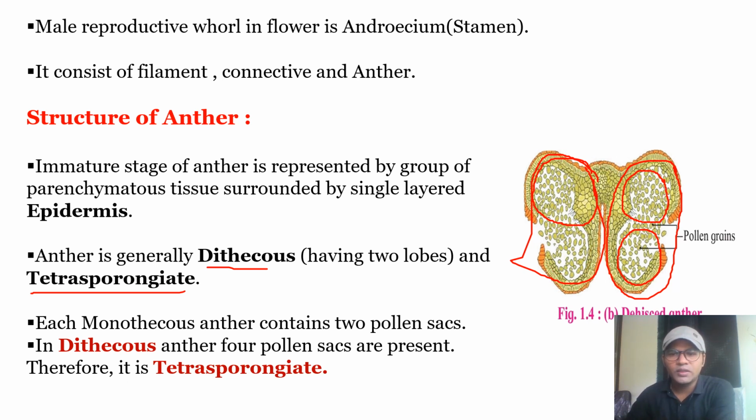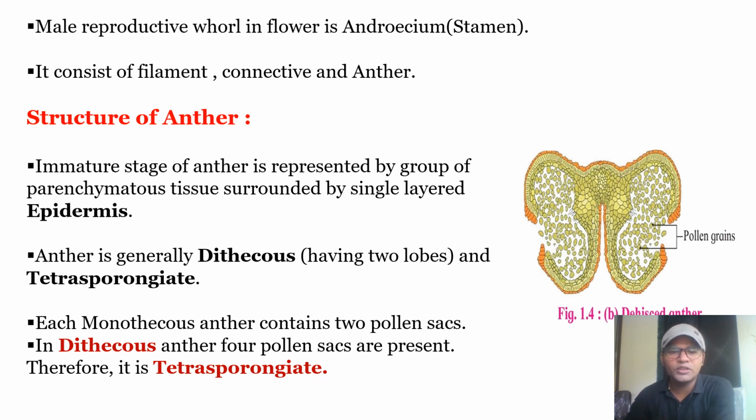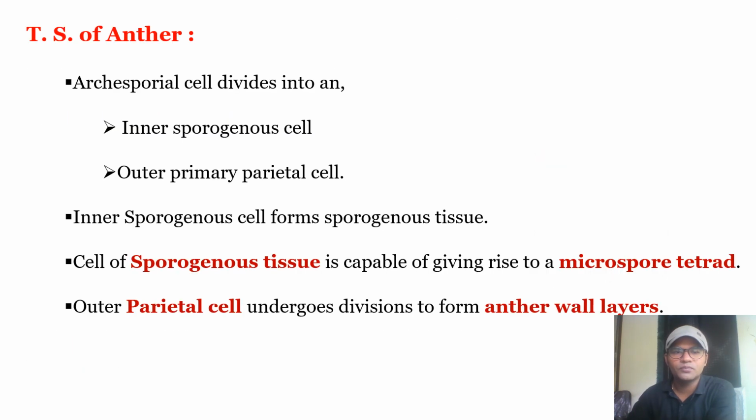Dithecous, tetrasporangiate anther. And if one lobe, then it is said to be monothecous and disporangiate anther. In such anther, the cells are divided into innermost sporogenous cells and outer primary parietal cells. Together they are said to be the archesporial cells.